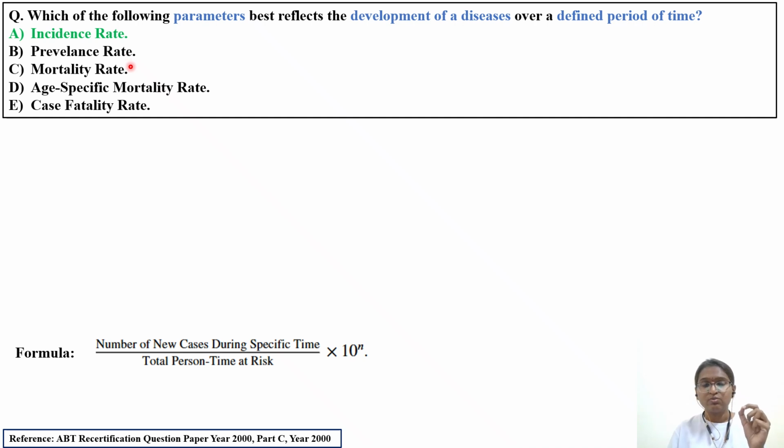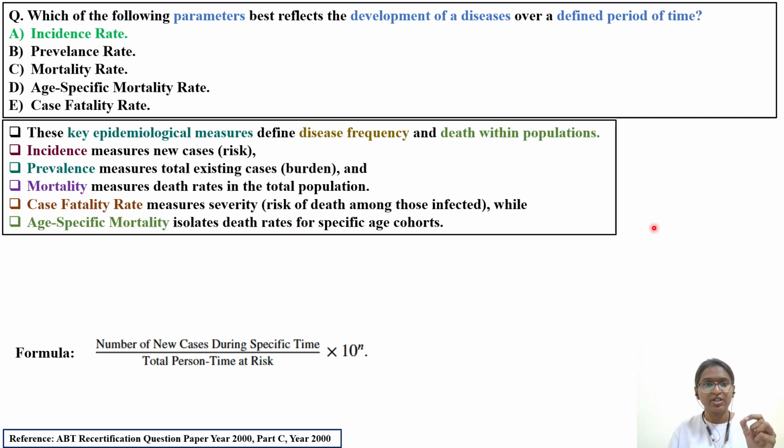Okay, so we will see the different formulas and definitions for each of these options. First we'll discuss in general. If you look at these key epidemiological measures, for conducting epidemiological studies you need different endpoints to measure. So we have these endpoints: incidence rate, prevalence rate, mortality rate. These key epidemiological measures define the disease frequency, how often the disease is happening, and death within the population in that mortality rate. Okay. Mortality in that particular population.